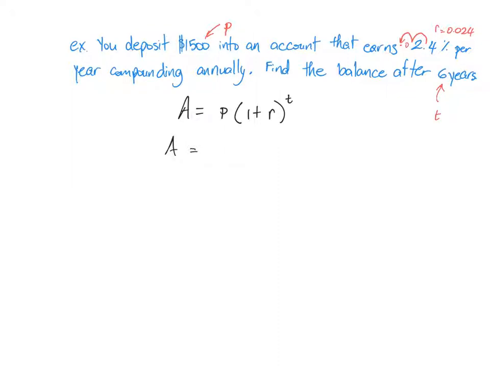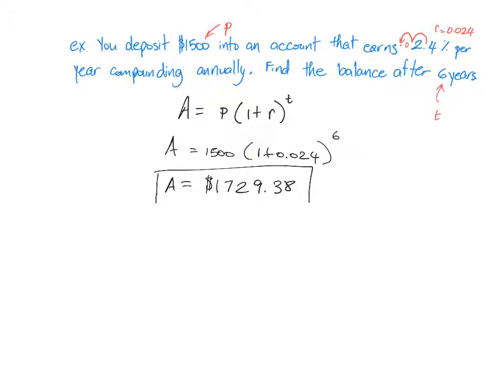So we can go ahead and plug into this formula. We have P, which is 1500, times (1 plus 0.024), that is our R value, to the power of 6. We can put all of that into our calculator. We would not want to do that by hand. And we get that the final value is 1,729.38. I wish it was 17,000, I'd go to that bank. So the final balance in the account after 6 years is $1,729.38.